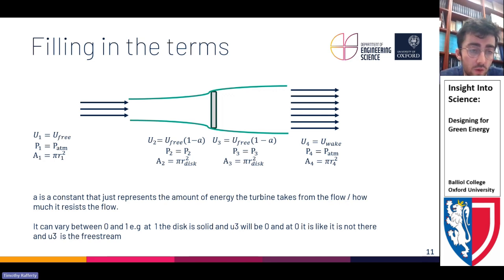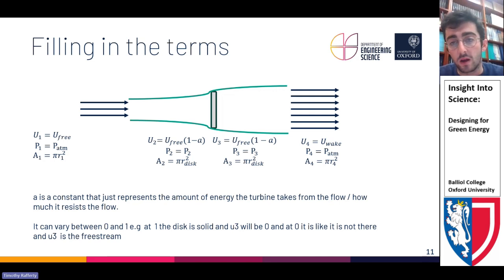Okay, so I said I'd go back to this A idea. It's quite simple, really. It's not complicated. It's just a constant. It's there to represent how much resistance, how much the wind turbine is holding back against the flow, or in a sense, how much energy it's pulling from the flow. So you can see it can only vary between 0 and 1. If it was 0, then the speed at U2 would be the free stream speed, the speed at U3 would be the free stream speed. And that's equivalent to the wind turbine not being there.